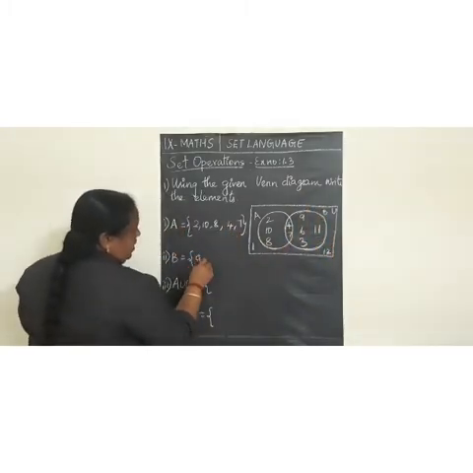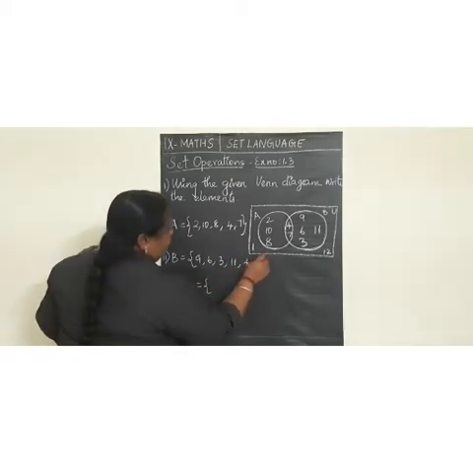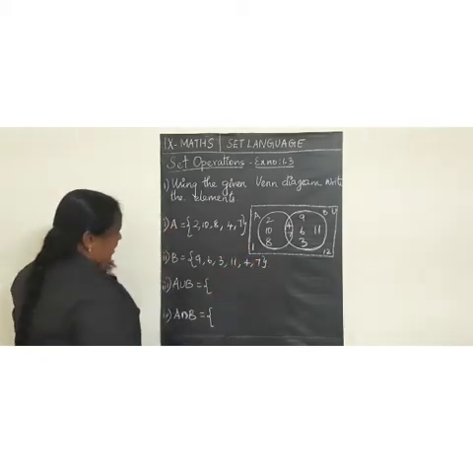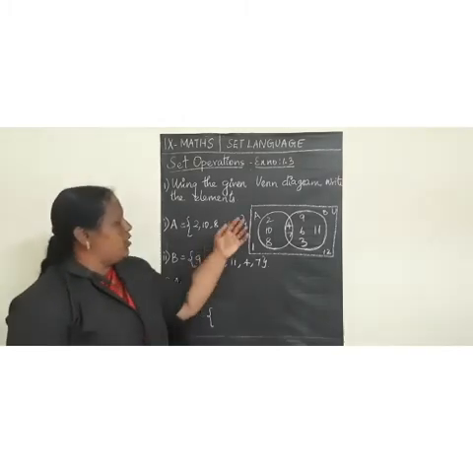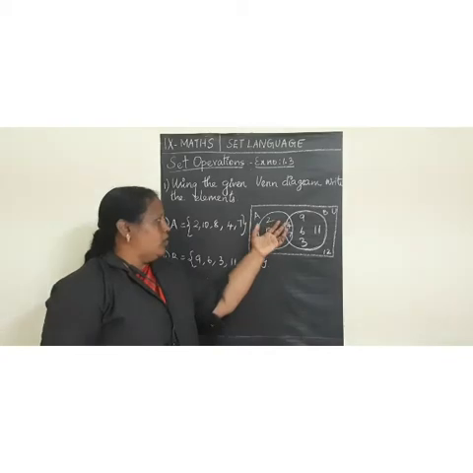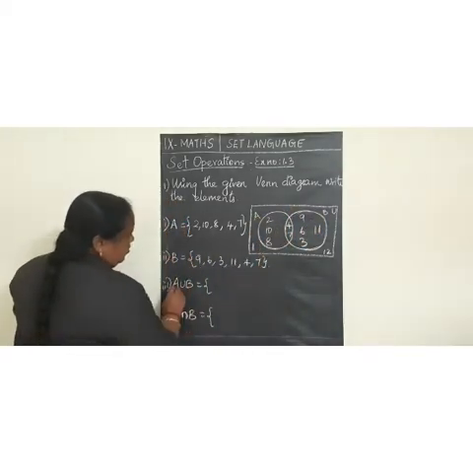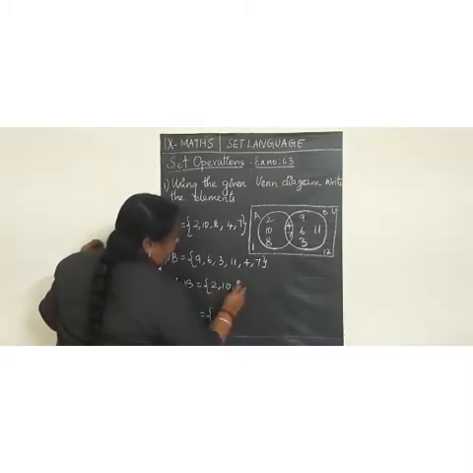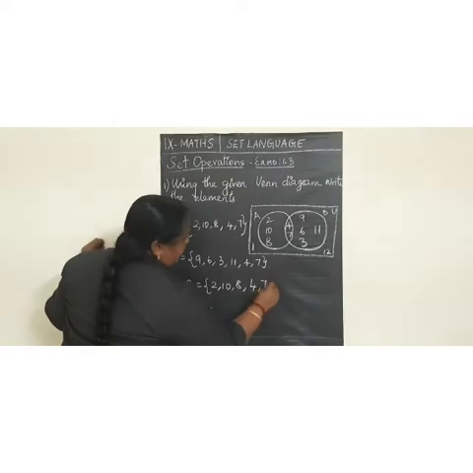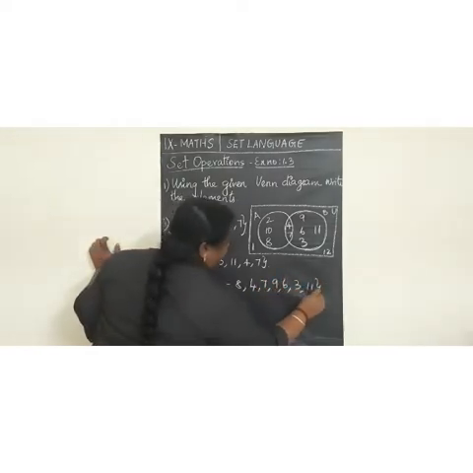So 9, 6, 3, 11, 4, 7. The next, A union B. A union B means we have to write the elements. What are all the elements in A and B? We have to combine and write it. So A union B is equal to 2, 10, 8, 4, 7, 9, 6, 3, 11.